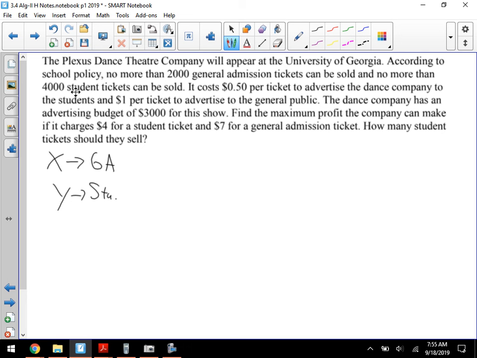And they have an advertising budget of $3,000 for the show. Find the maximum profit the company can make if it charges $4 for a student, $7 for general admission.